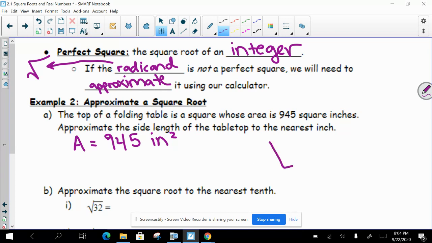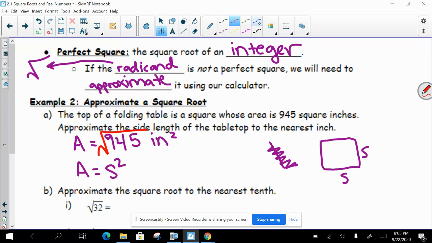So if we drew a picture here, oh wow, that is not the best picture of a square. All right, there we go. So it's a square, so that means the sides are equal. So you can use S or X to represent the sides. And the area of a square is just S squared. So if you want to find out what just S is, you would take the opposite, or the inverse, of squaring something, which is square rooting something. So you would square root 945.